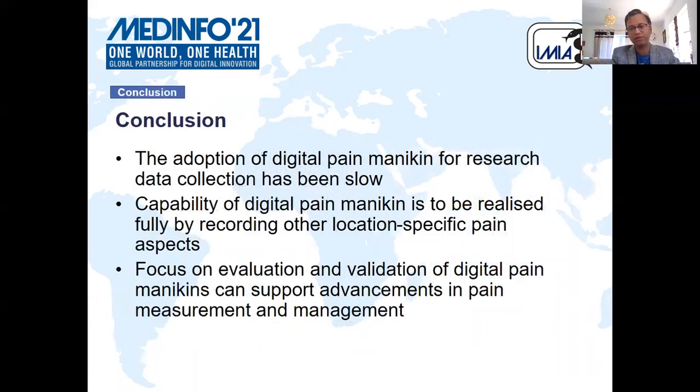Overall, what we found by conducting this review is that the adoption of digital pain mannequins for research data collection has still been very slow, despite the fact that nearly 30 years, 3 decades, have passed while digital pain mannequins have been around. Their adoption for research data collection is still very low. We also found that the capability of the digital pain mannequin is not fully realized, as other location-specific pain aspects are rarely recorded. Like I gave one example, pain quality was recorded in only 2 mannequins. While this is an aspect that can be reported through the mannequin, most of the time it was not considered.